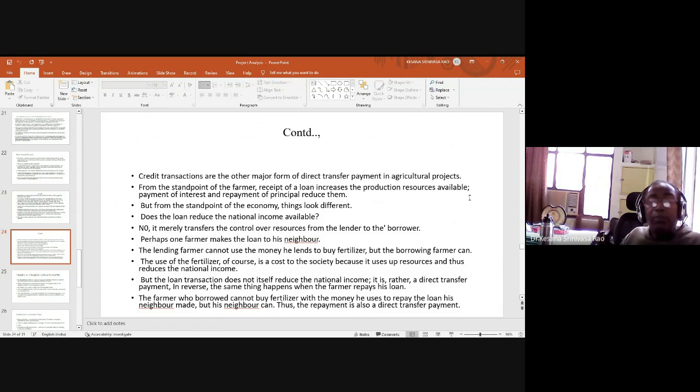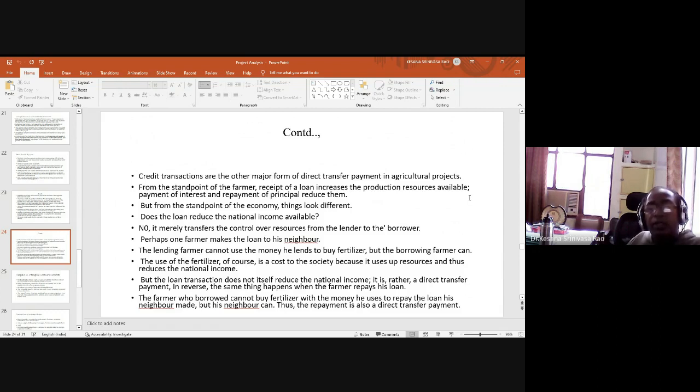But from the standpoint of the economy, things look different. Does the loan reduce the national income available? No. It merely transfers the control over resources from the lender to the borrower. Perhaps one farmer makes a loan to his neighbor. The lending farmer cannot use the money he lends to buy fertilizer, but the borrowing farmer can. In that way, how he is lending and how a farmer is borrowing to buy the fertilizer can also be useful from the direct transfer payments point of view.